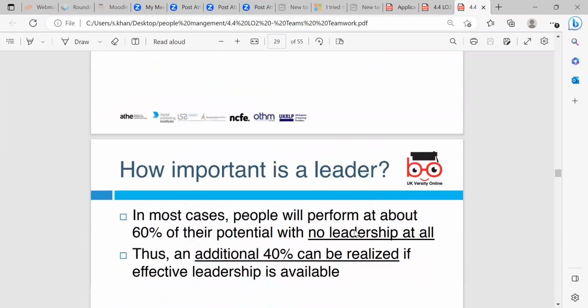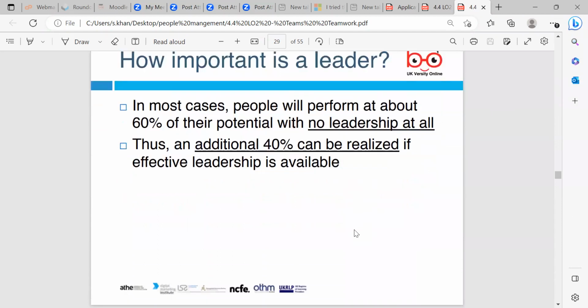How important is a leader? In most cases, people will perform at 60% of their potential with no leadership at all. Thus, an additional 40% can be realized if effective leadership is available.